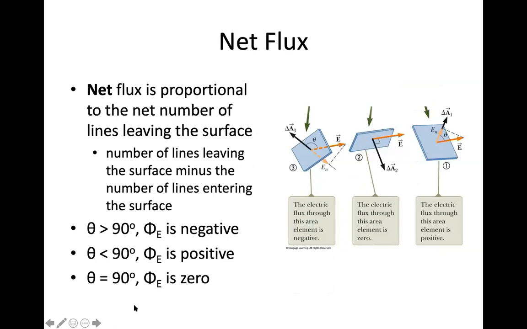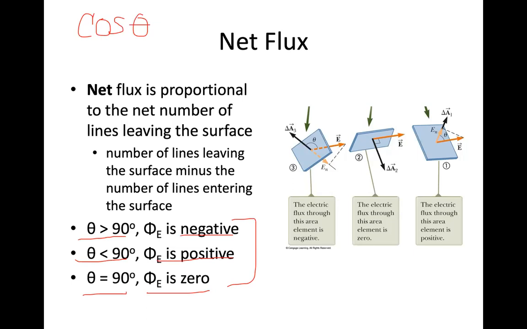Right? So all this stuff about negative and positive, well, if there's more lines leaving than entering, what does that mean? Is that positive? Is that negative? Or you just do your cos theta, and for any theta greater than 90, you're going to get a negative number. For any theta less than 90, you're going to get a positive number. And for theta equals 90, you're going to get 0.